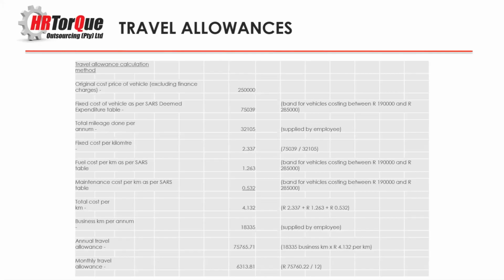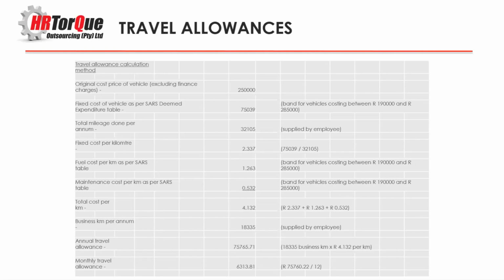The fixed cost for a car of 250,000 is 75,039 Rand. We divide that by the total mileage that the employee is expected to do in the year, which in this case is 32,105, to get a fixed rate per kilometer. So in this case, 75,039 Rand divided by 32,105 gives you a fixed rate per kilometer of 2 Rand 33.7 cents. I like to use 3 decimal points here because obviously the table provides 3 decimal points.